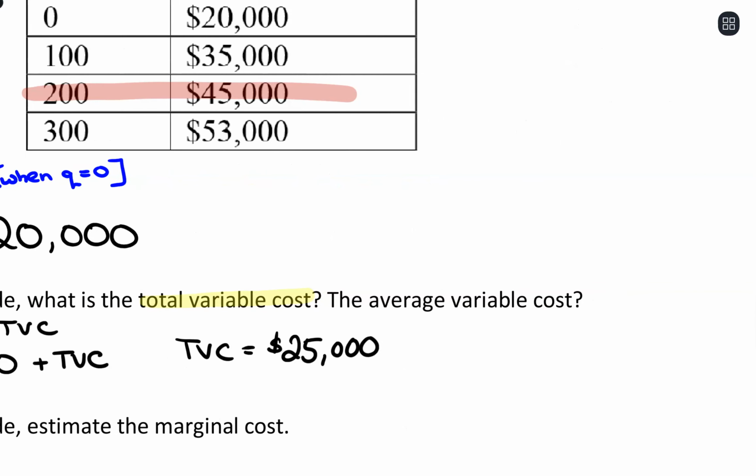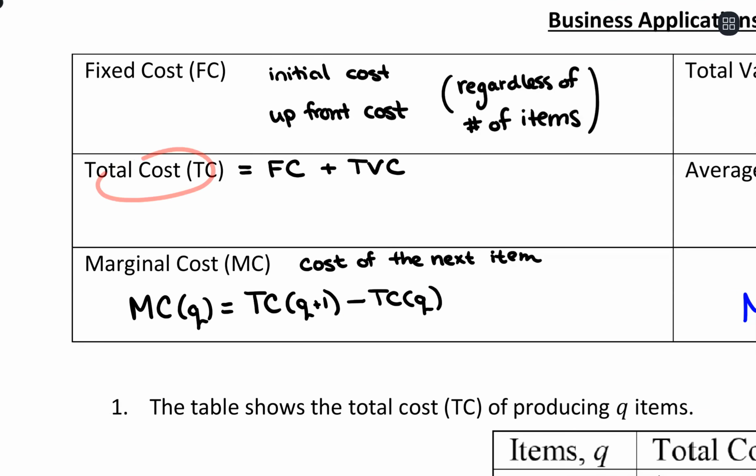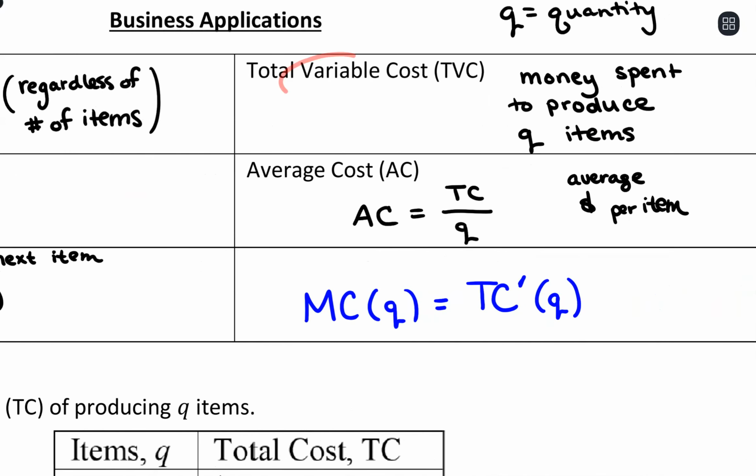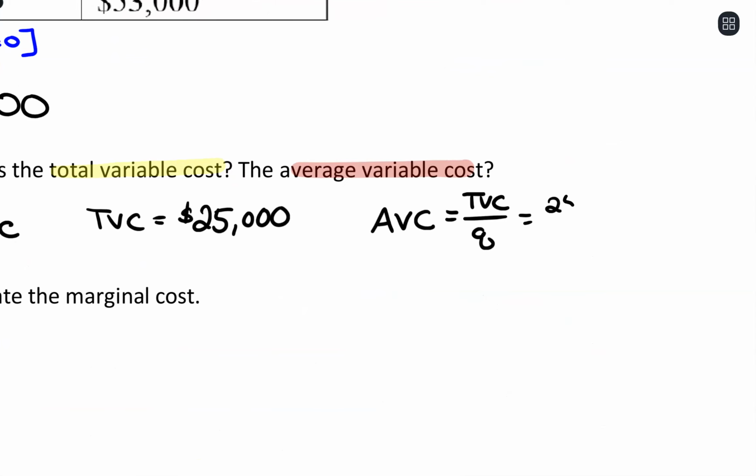The average variable cost. So the average variable cost, notice this is a little different. This is going to take our total variable cost divided by the number of items. Up here, it was just the average cost, so we just took the average of this. Since we want the average variable cost, we want to use that value. So we're going to take that 25,000 and divide by 200, which is $125. So on average, there's a variable cost of $125 per item.